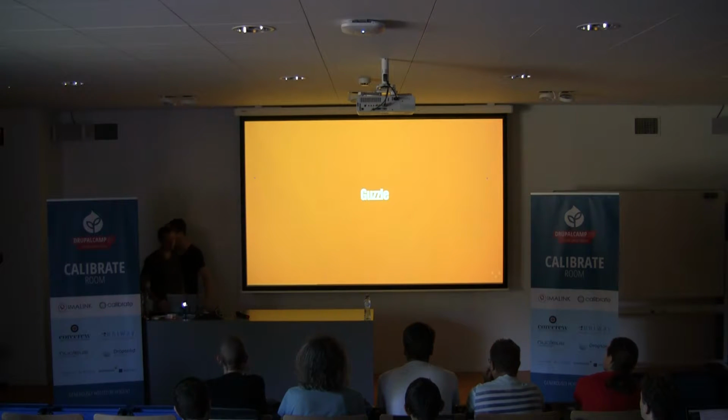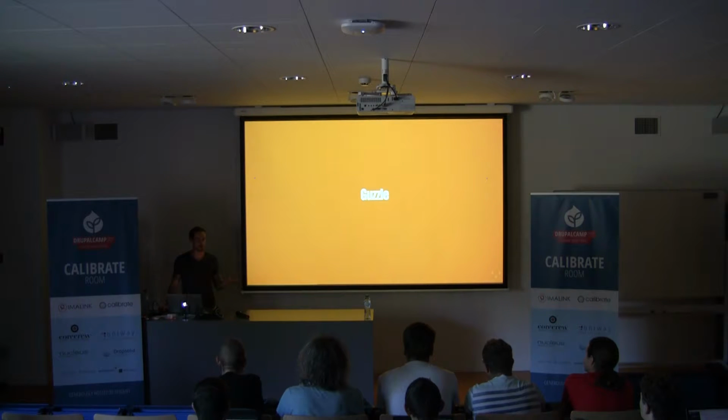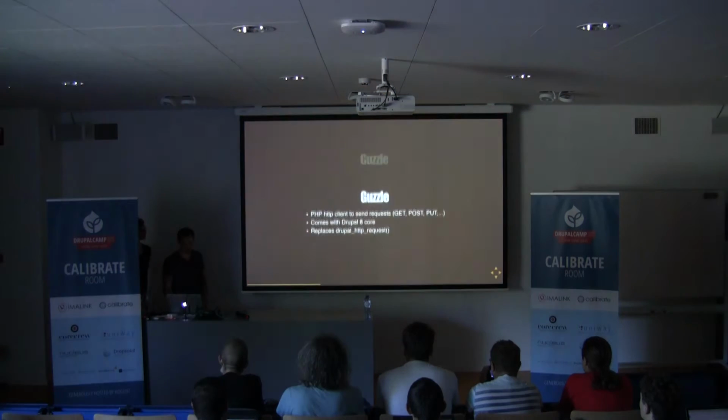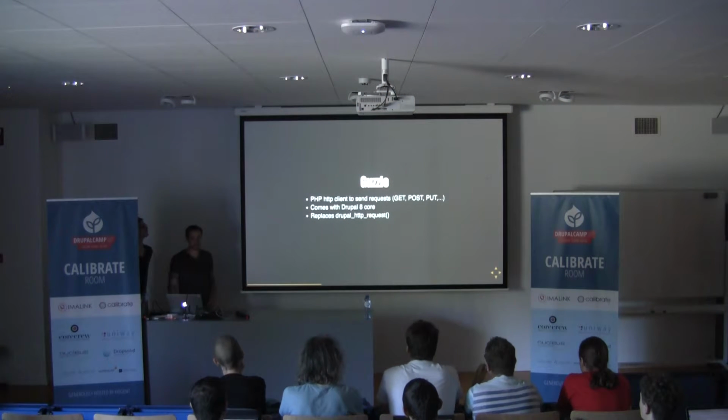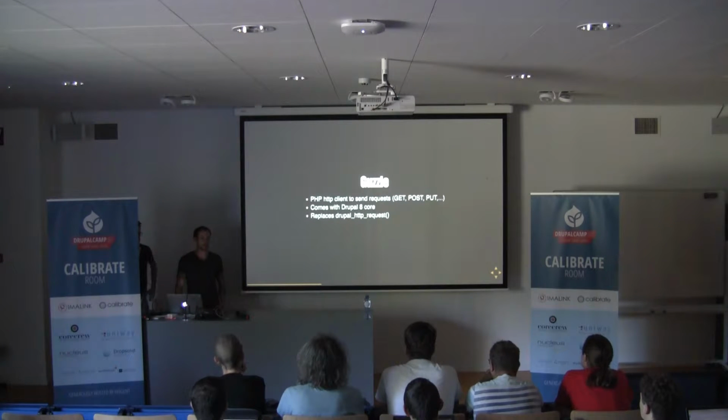Okay. So we figured before we went live we couldn't start with an empty map, so we knew there were already a few Google Maps out there with some markers on them, and we decided to scrape them to get some initial data, and we did that with Guzzle. What is Guzzle? Guzzle is a PHP HTTP client to send all kinds of requests, and it comes shipped with Drupal core. So when you install a new Drupal 8 website, you can immediately start using it, and it replaces Drupal HTTP requests in Drupal 7.